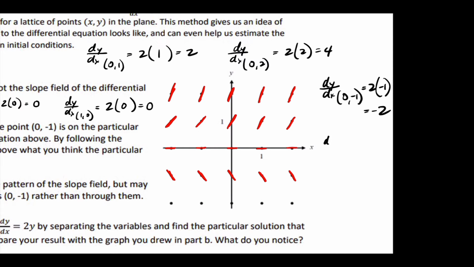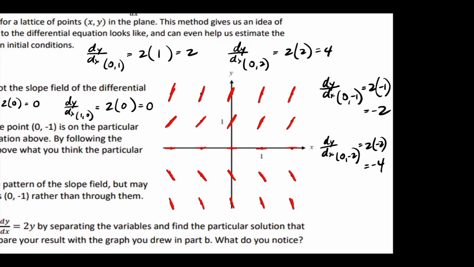Last row, dy over dx for 0, -2. That's a slope of -4. Okay, so -4 is going to be pretty steep. You're done.